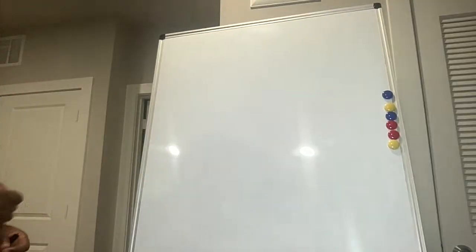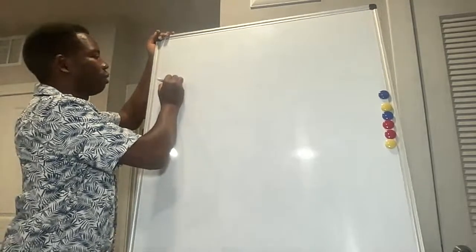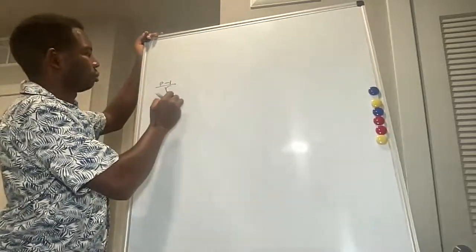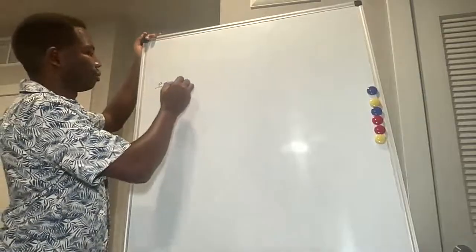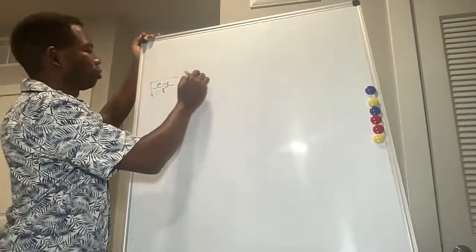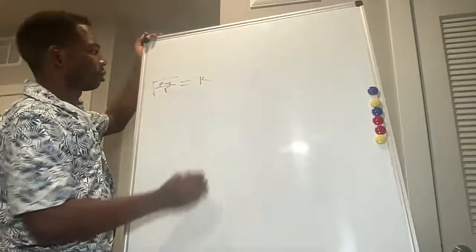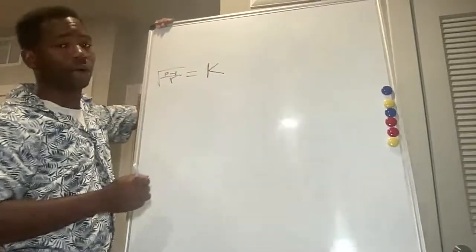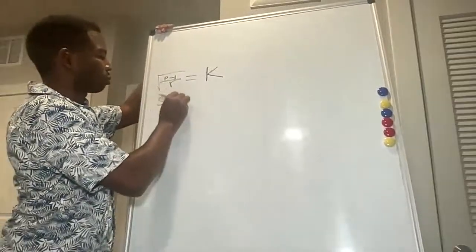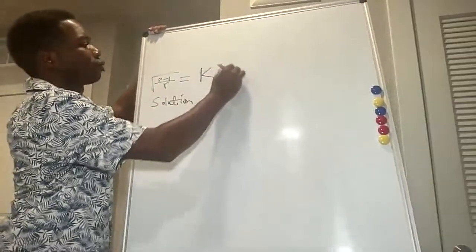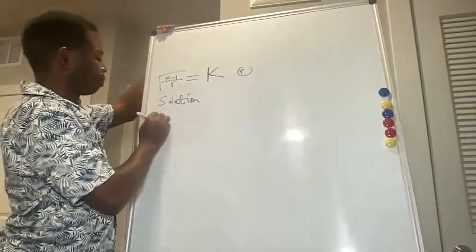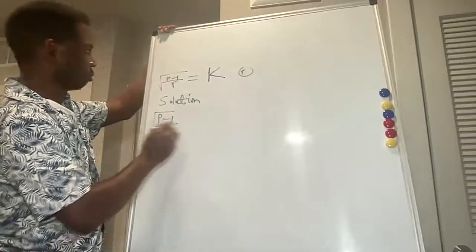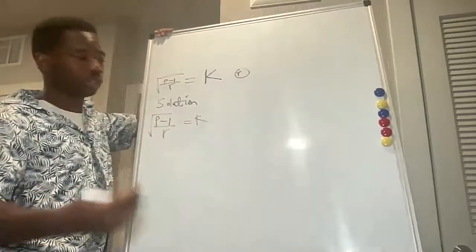P minus 1 over R is equal to K. Now you are told to make R the subject of the formula. Solution. Make R the subject of the formula. So we have the square root of P minus 1 over R is equal to K. What do you need to do next?